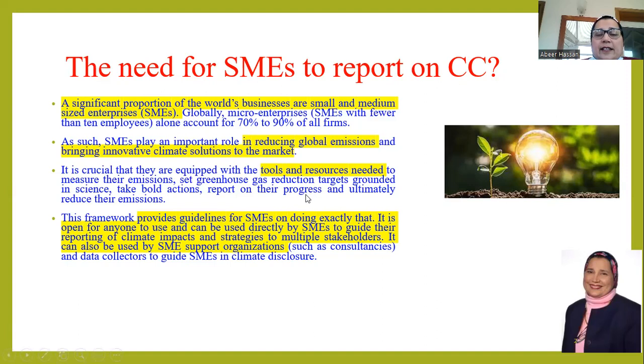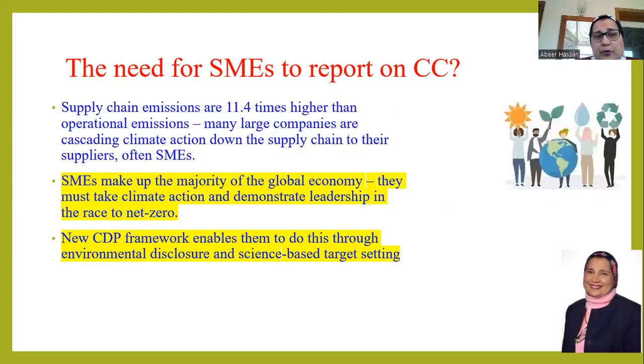So this is why the Carbon Disclosure Project, or the CDP, developed some tools and resources needed to help SMEs to grow and prosper and to measure greenhouse gas reduction and action plans. They provide guidelines for SMEs on exactly how to measure carbon emissions and climate change. It's open for anyone to use, and they provide a huge, unlimited amount of support.